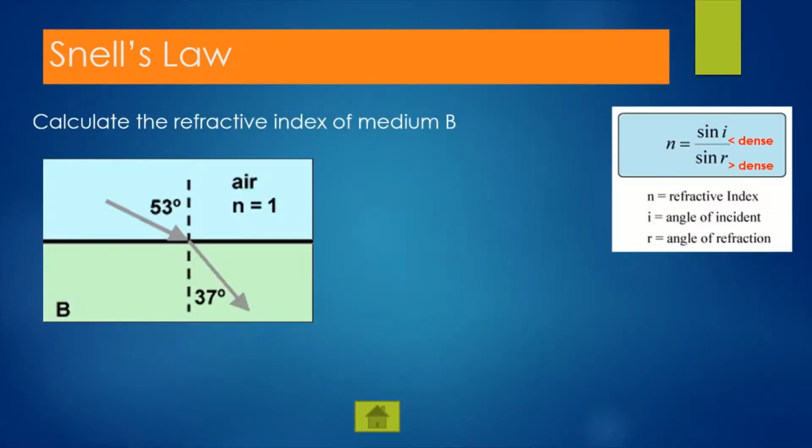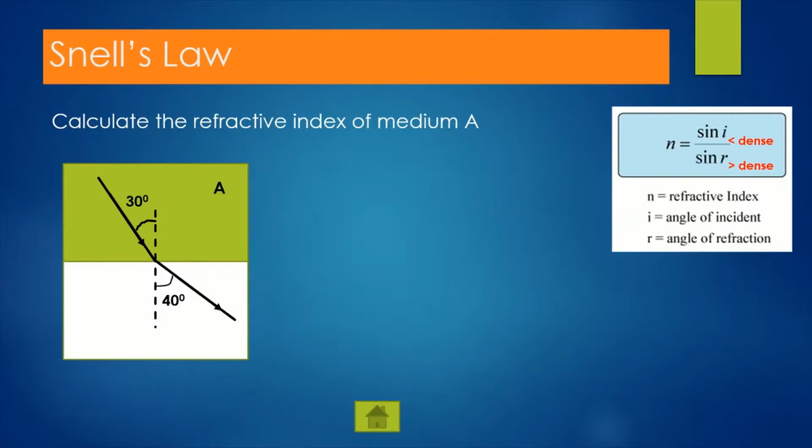Okay, let's look at this calculation. We have light traveling from air into this medium B. What is the refractive index of medium B? As you can see, the incident angle is 53 degrees and the refracted angle is 37 degrees. So let's substitute into the formula n equals sine i over sine r. That gives us sine 53 divided by sine 37. So the answer is 1.33.